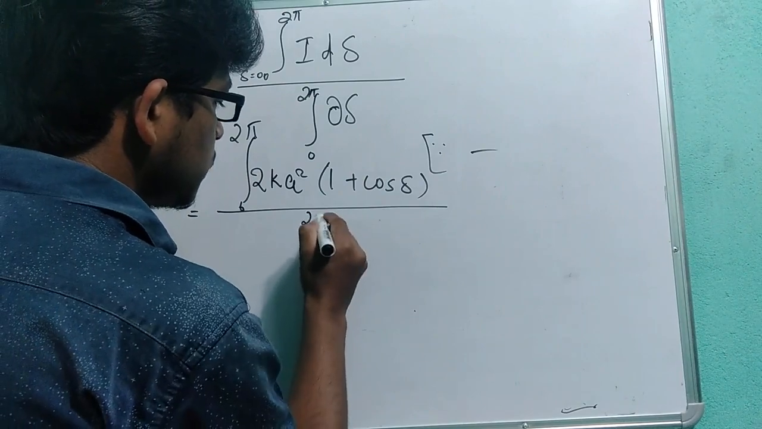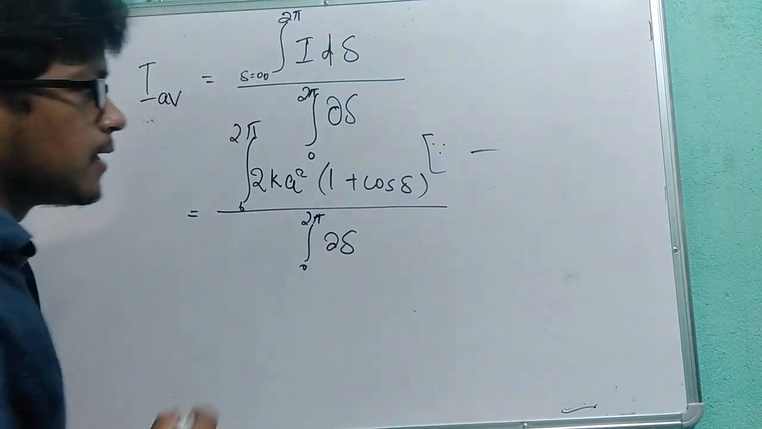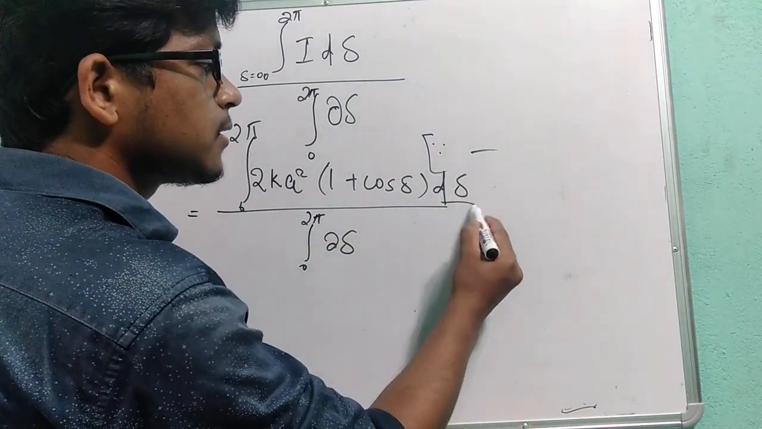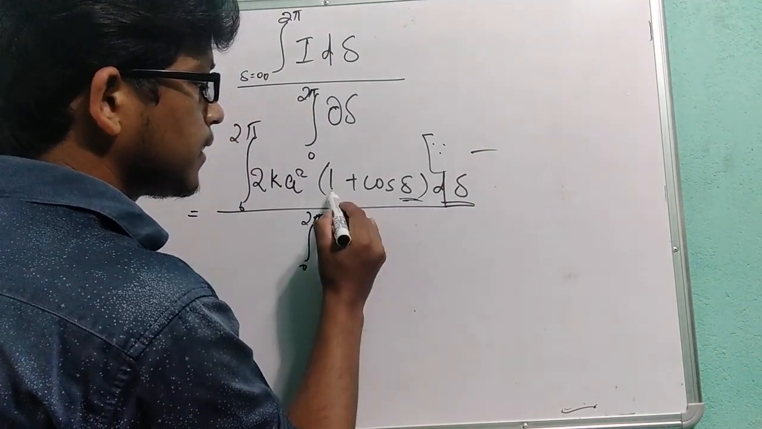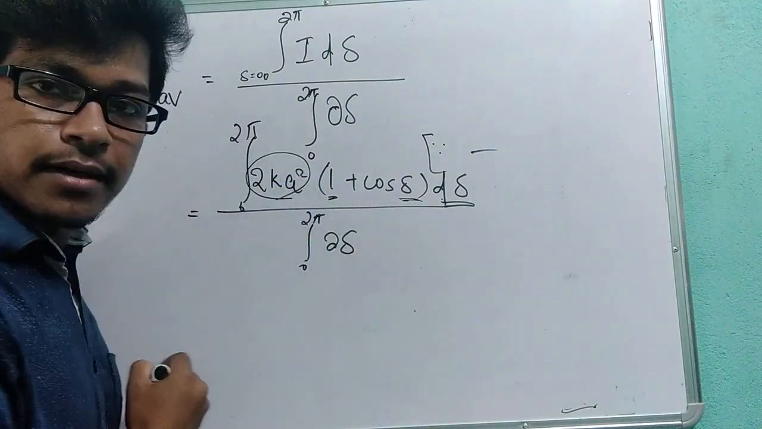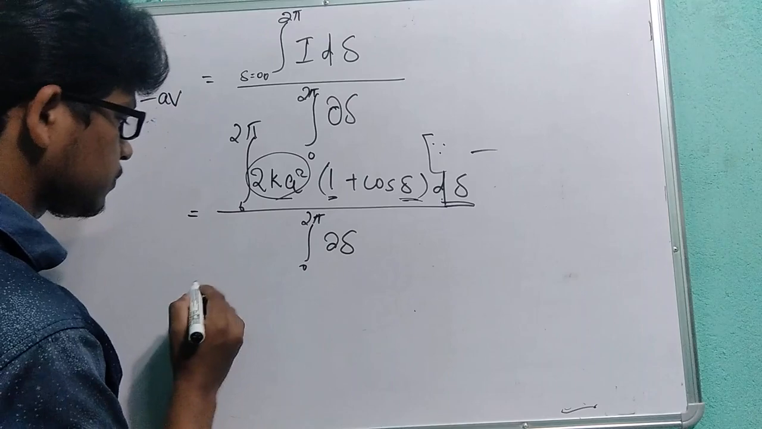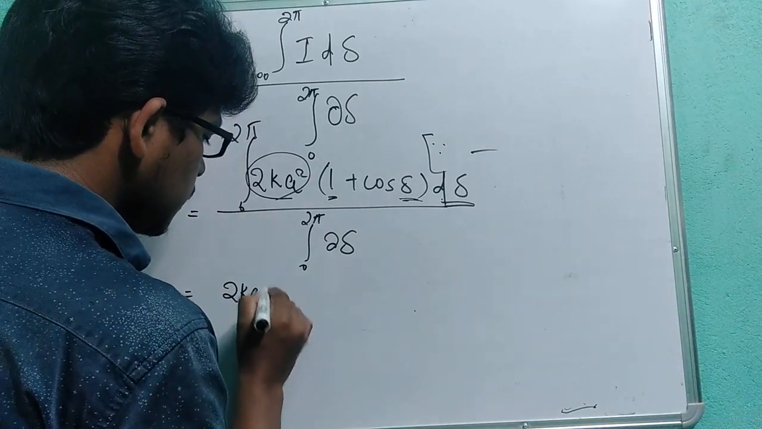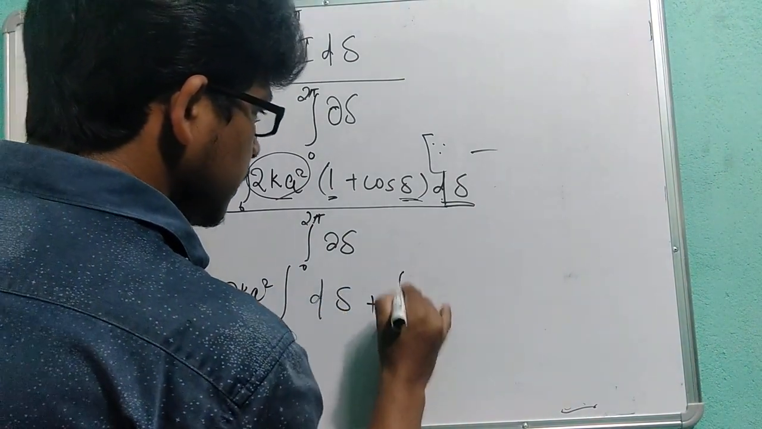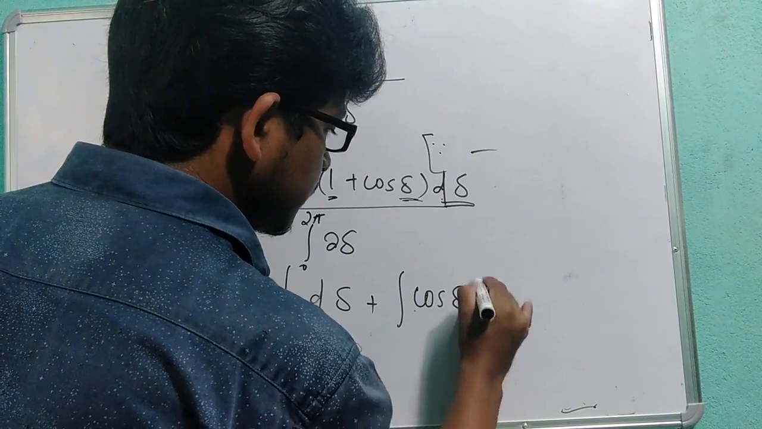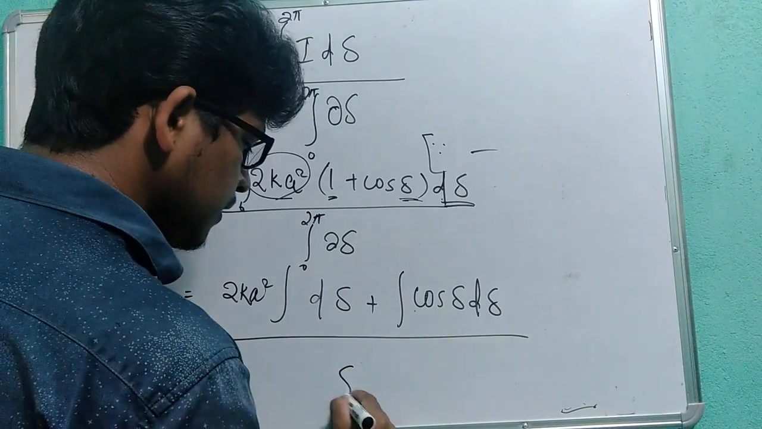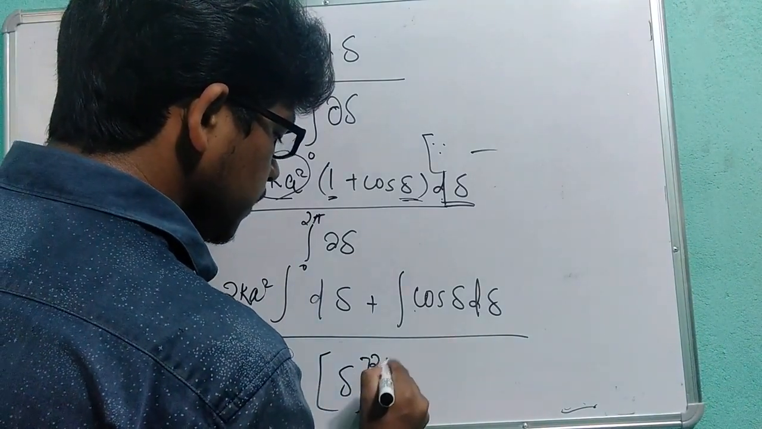These remain as usual. d delta. Listen guys, as per the rule of integration, this delta is your variable. You have only one variable here, and it is operated by d delta. This part is your constant part, and I can bring it out. So 2ka square times the integration of d delta plus the integration of cos delta d delta. The integration of d delta is how much? Delta, with limit 0 to 2 pi.